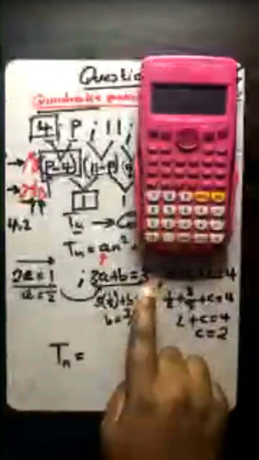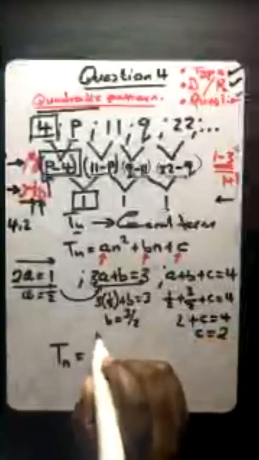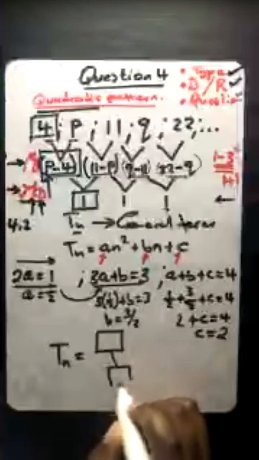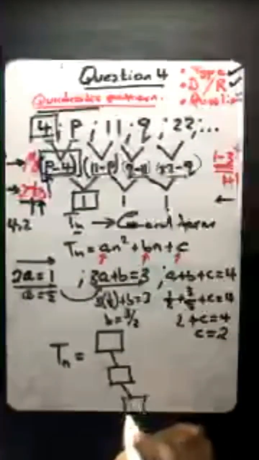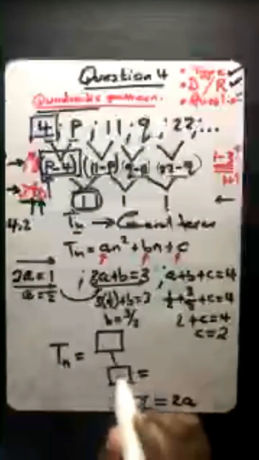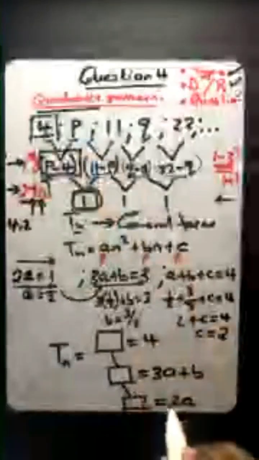3a plus b is equal to 3. I think Umi is referring to that one. Okay, so if you remember, Umi, under quadratic, we have this, and then that, we also have that. So this value is equal to 2a. So this one is equal to 3a plus b. It is the formula that doesn't change.